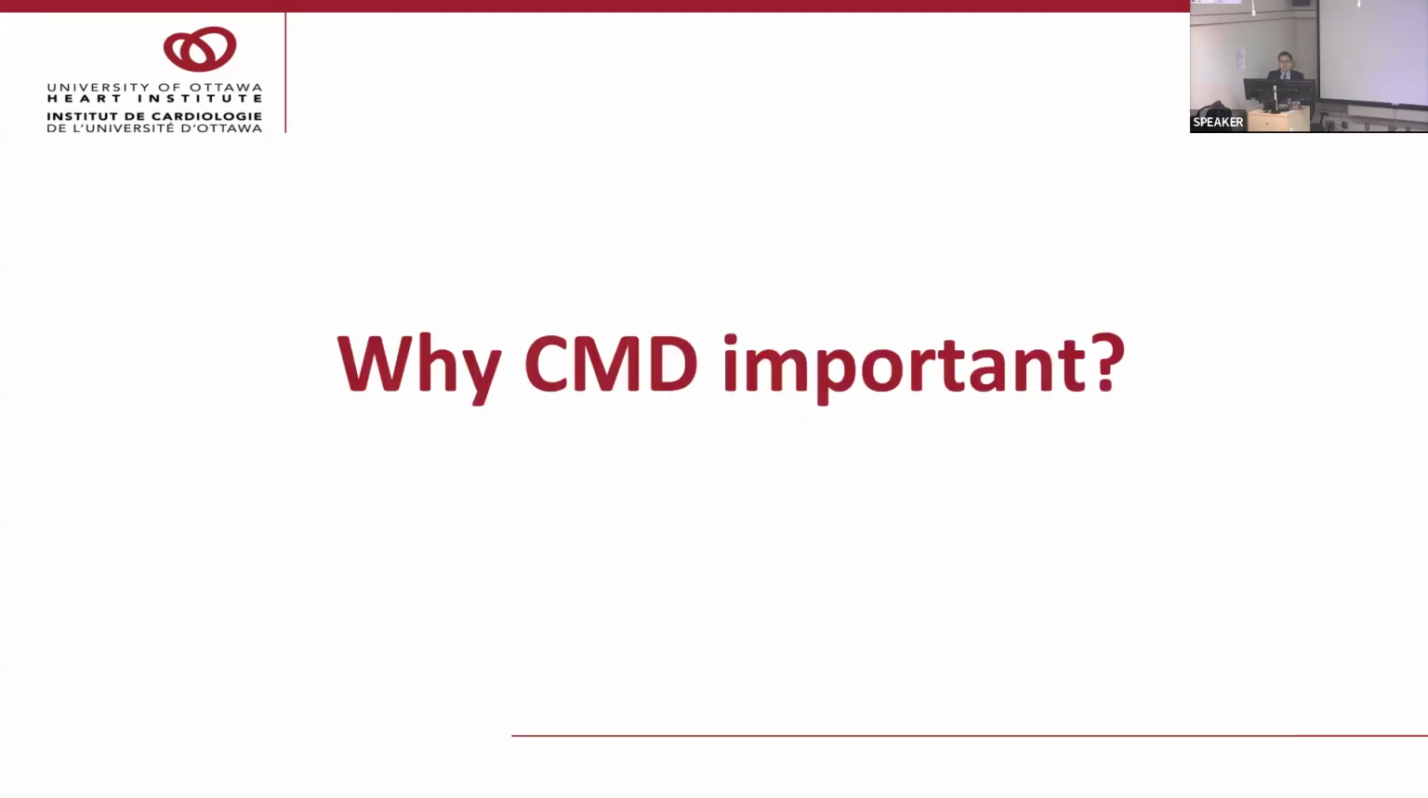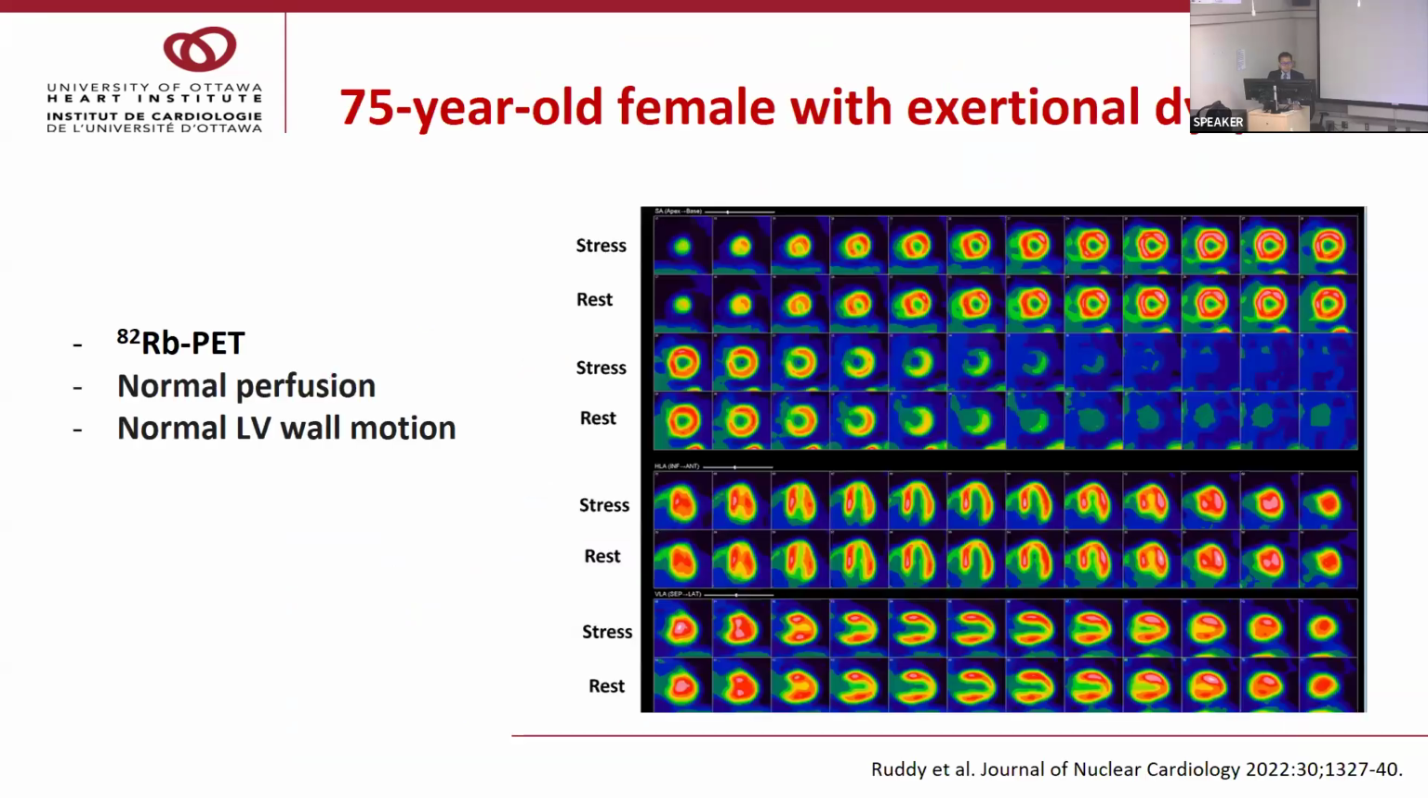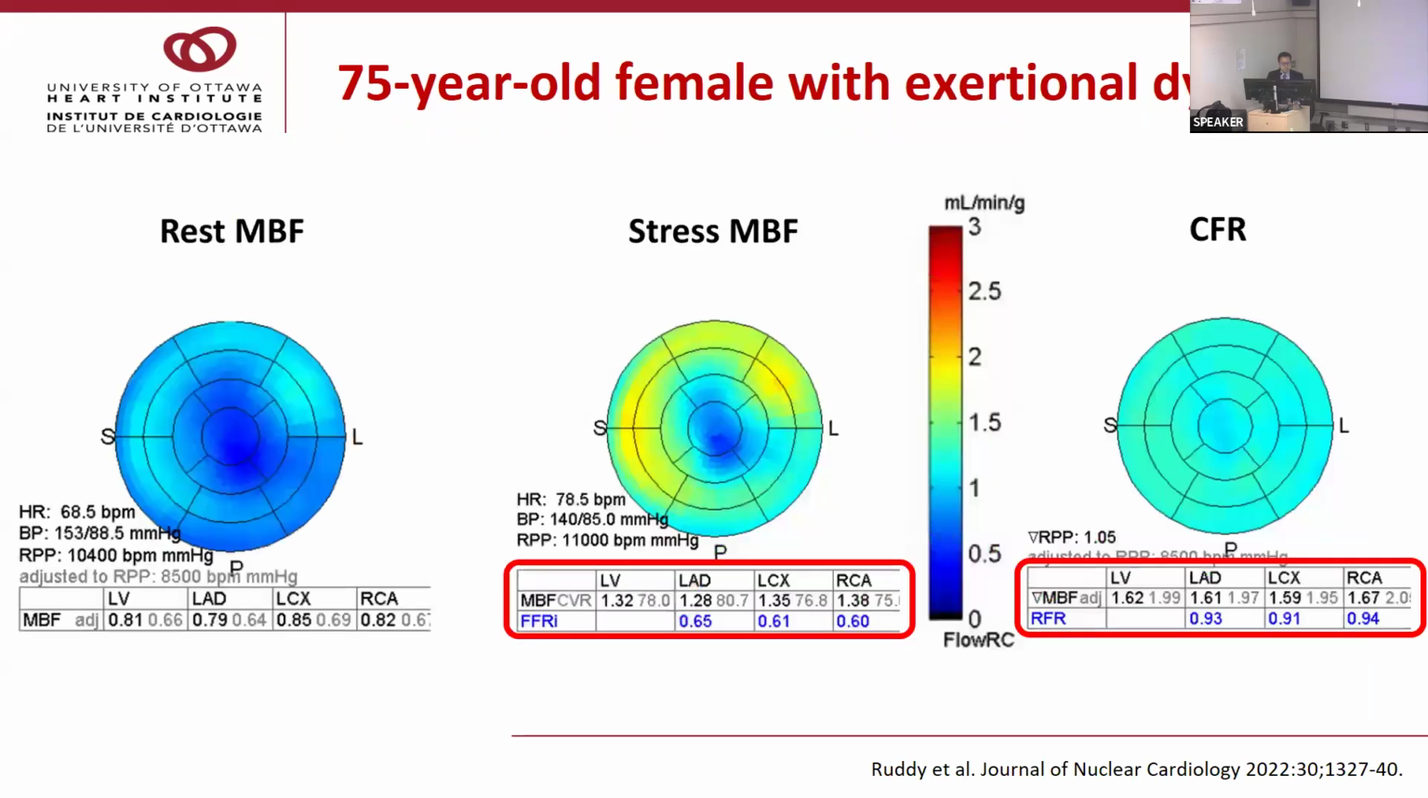So why is CMD important? Here is a case from our center, a 75-year-old female with exertional dyspnea. Rubidium PET was performed. The perfusion was normal, as you can see here, both at rest and stress. Also, gated images showed normal LV wall motion, and LV function was fine.